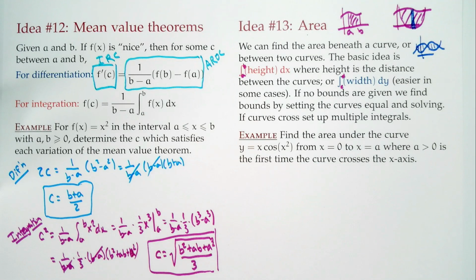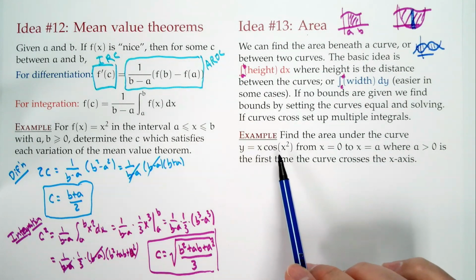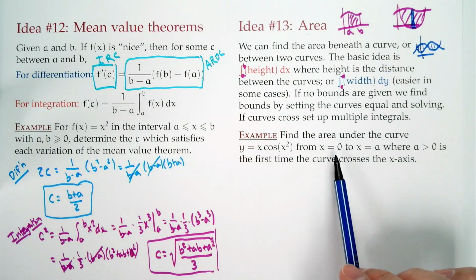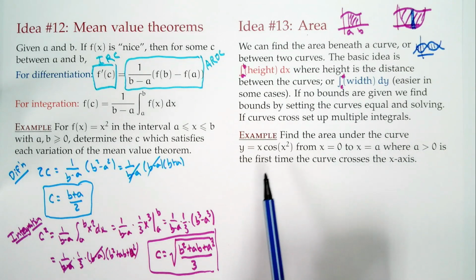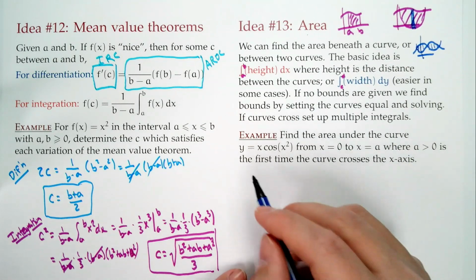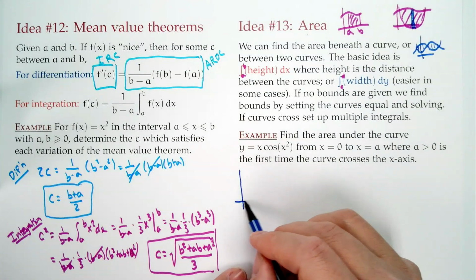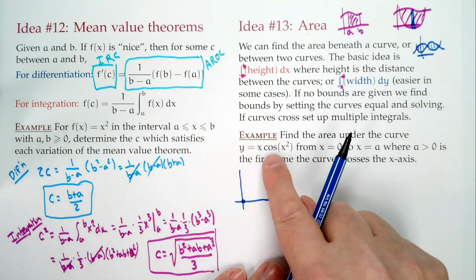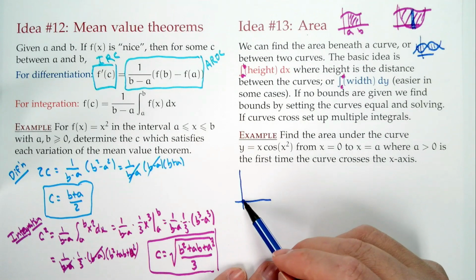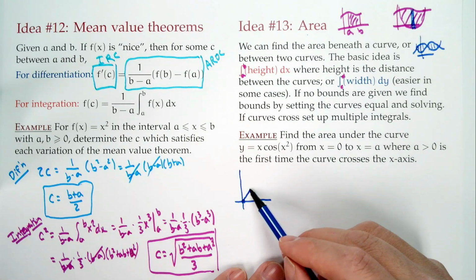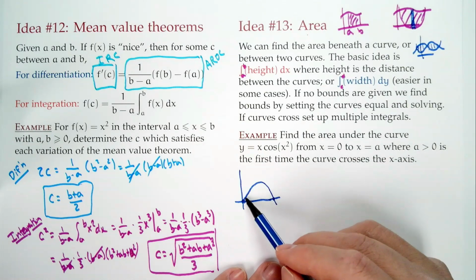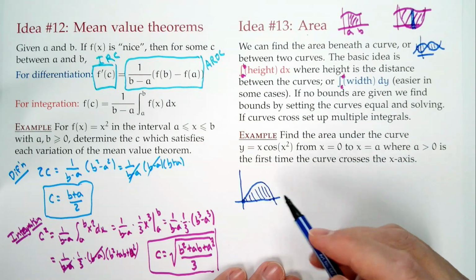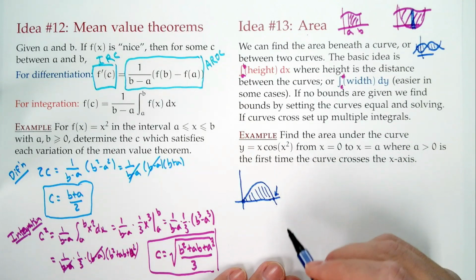So as an example, find the area under the curve y equals x times cosine of x squared from x equals 0 to x equals a, where a greater than 0 is the first time the curve crosses the x-axis. So notice what's going to happen with this curve is we're going to start at 0, because if you plug in 0, you get 0. Then I'm initially positive, but cosine switches sign, so eventually it's going to go back. It's going to cross. So I'm interested in this area here. So the question is, when do I cross?